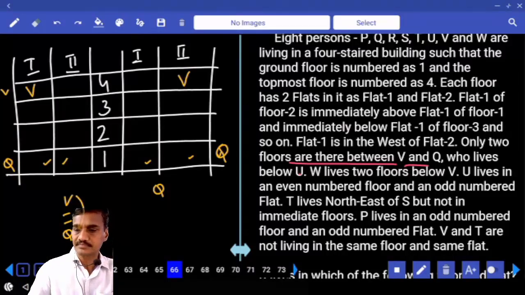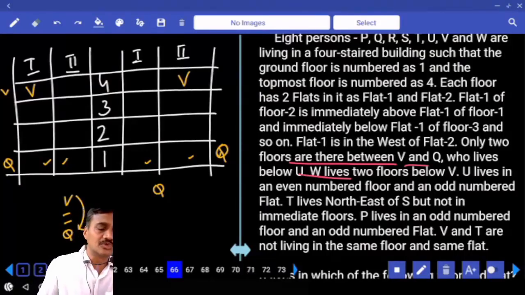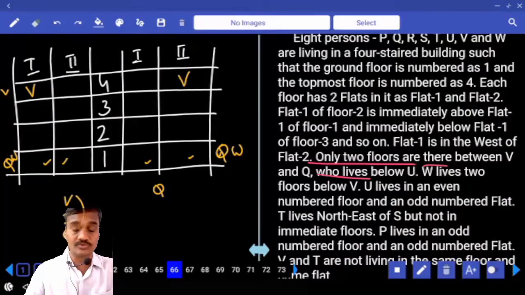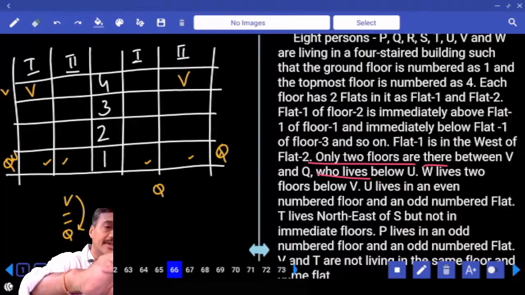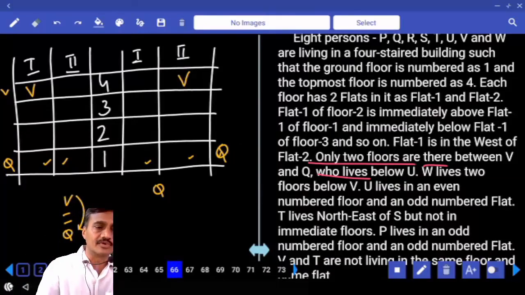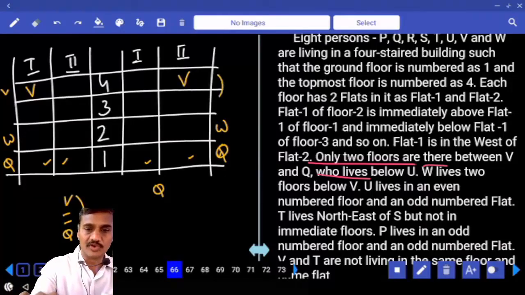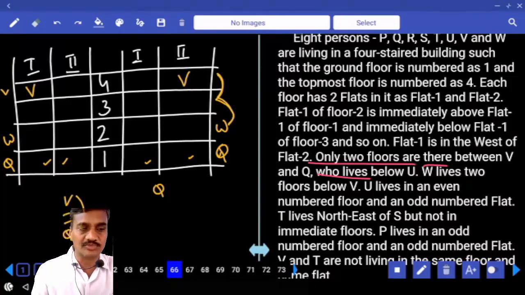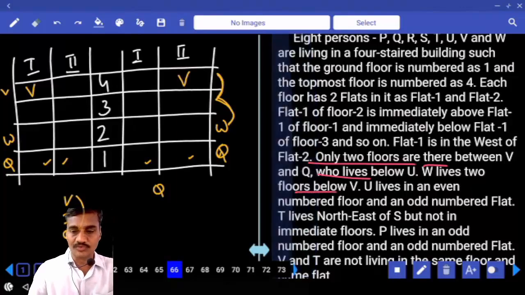And W lives 2 floors below V. And 2 floors below means down to the second floor. From here, 2 floors below, W is here. 1 floor below, 2 floors below. It is the 2nd floor downward, not after 2 floors, but the 2nd floor below. 1 floor below and this is 2 floors below. Clear? Hence W must be on the second floor. W lives 2 floors below V.